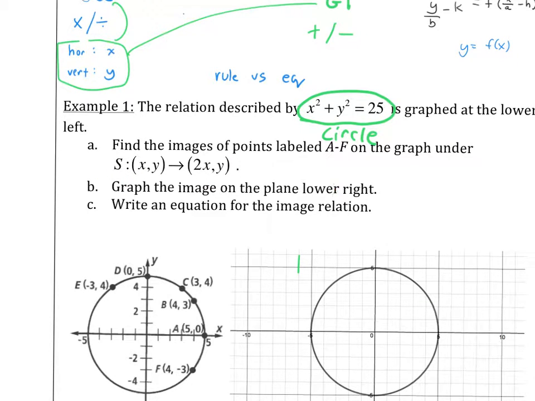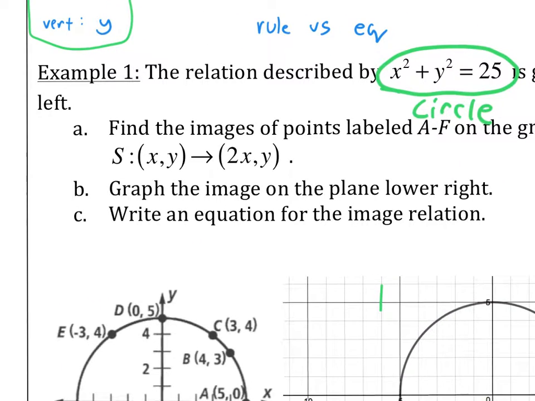Then we're going to graph the image, and lastly, we're going to write the equation. So this is going to highlight the difference between a rule and an equation. With the rule, it's just like you're describing it normally. I have x and I double my x, right? So I stretch it out. My y stays the same. That's effectively what's happening here.